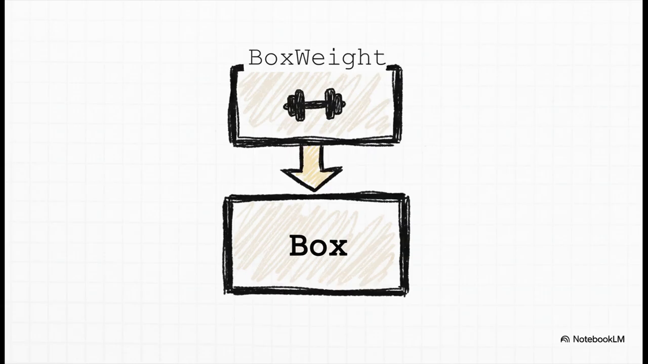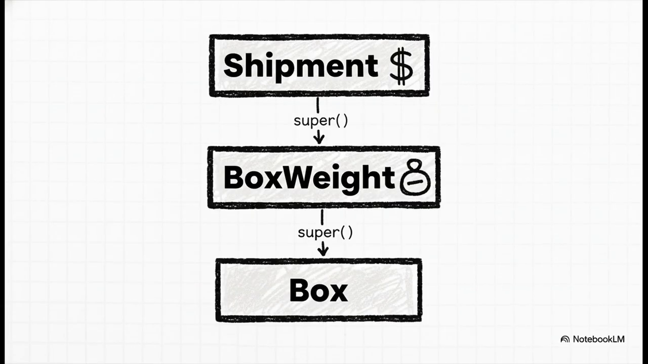And here's our final layer, the Shipment class, extends BoxWeight. It adds its own special property, cost. And just like before, it uses super to pass the buck up the chain. It tells its parent, BoxWeight, you go ahead and handle the width, height, depth, and weight. I'll just worry about the cost. It's a perfect chain of responsibility.